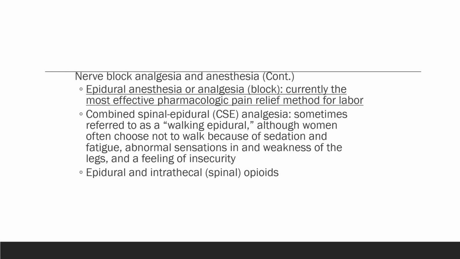Okay. So the epidural is currently the most effective pharmacologic pain relief method for labor. You can see here the combined spinal epidural, the walking epidural, although I don't see that used very much because a lot of women say it makes them feel kind of woozy and they're scared to get up and walk around. So the epidural is usually the most common.